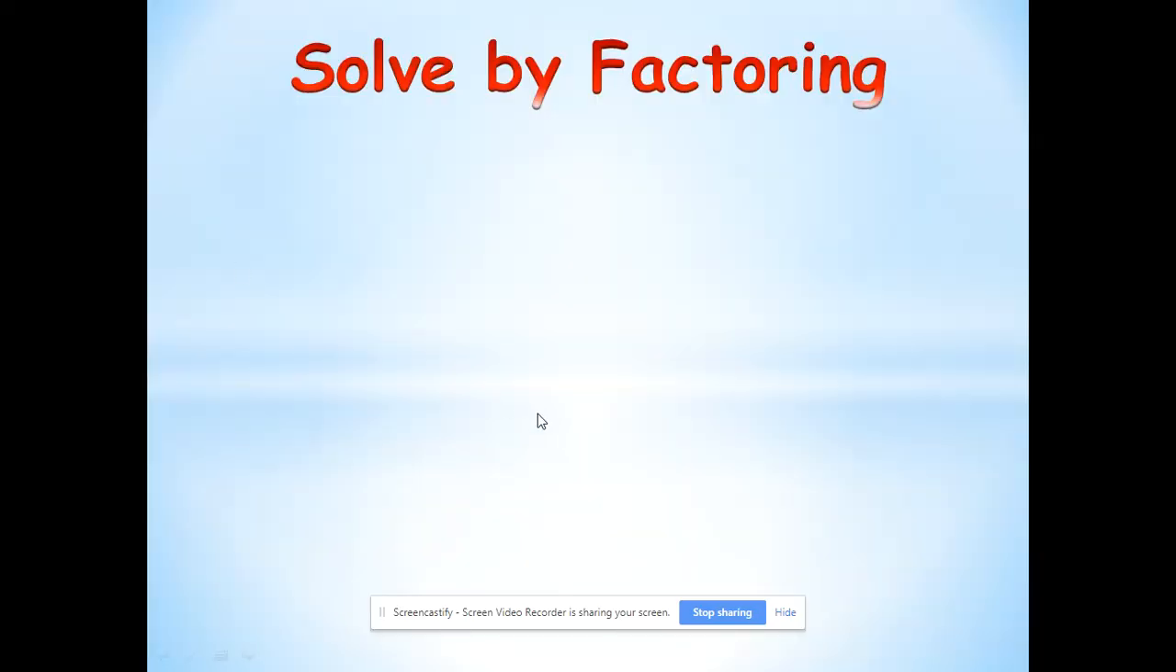So in this chapter, we're going to learn how to solve quadratic equations algebraically. The first way we're going to talk about is how to solve a quadratic equation by factoring.